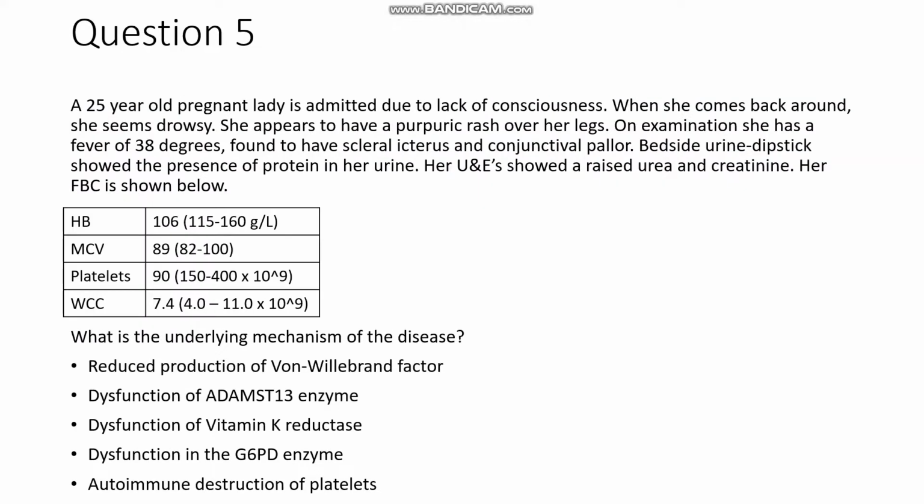Okay, now we have a 25-year-old pregnant lady who's admitted due to lack of consciousness. When she comes around, she's found to be very drowsy. She appears to have a purpuric rash over the back of her legs. On examination, she has a fever of 38 degrees. She's found to have scleral icterus and conjunctival pallor.